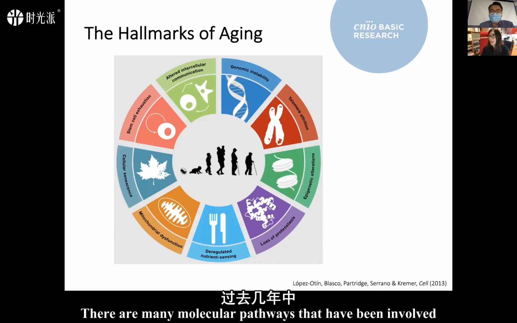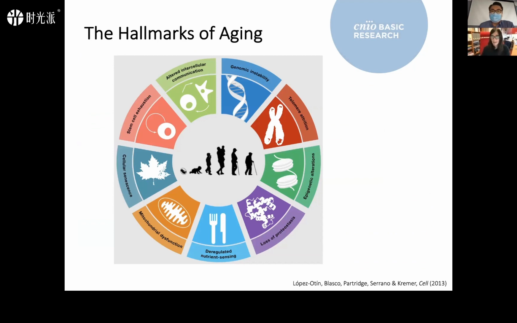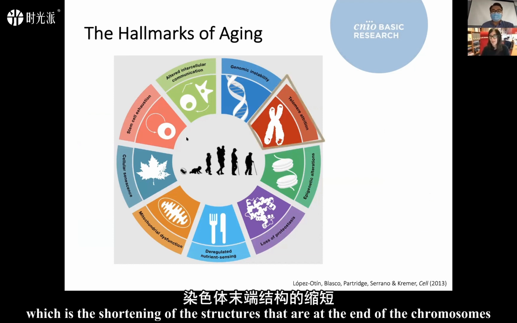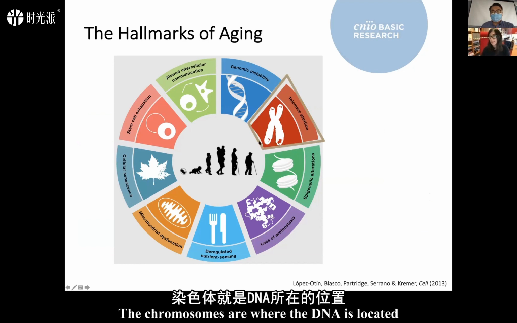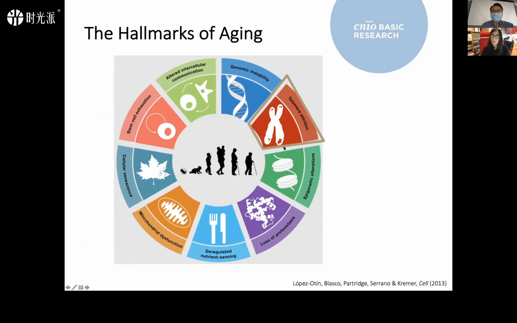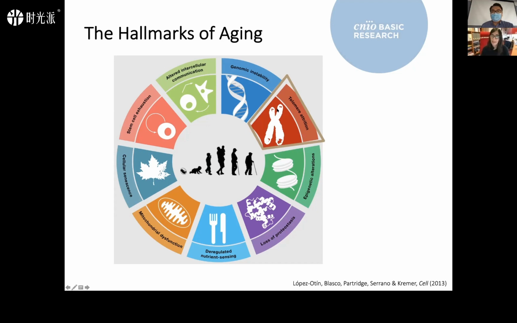There are many molecular pathways that have been involved in aging during the last years. And I will be talking about one of them, which is the shortening of structures that are at the end of the chromosomes. The chromosomes are where the DNA is located. And at the end of the chromosomes, there is a very important structure known as the telomere, which is important to protect our chromosomes, to protect our DNA.